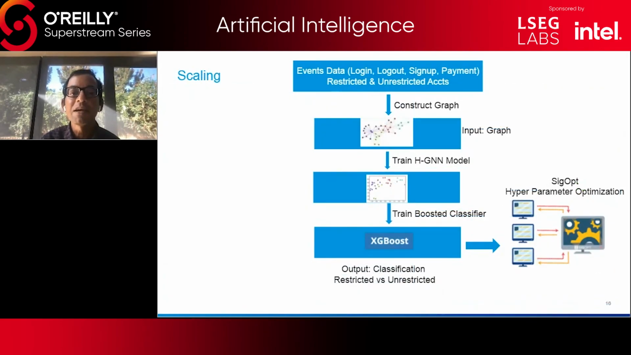So the way the scaling was done, as I said, is that we took this event level data, which you can think of as types of accounts: login, logout, sign up, updating profile, payment, transaction. These are all the individual events used to construct our original graphs. So obviously this graph is very dynamic, very granular. We use this data to construct our original graph, then train a hierarchical GCN model to produce our embedding vector from the graph neural network. Then you train a booster classifier.